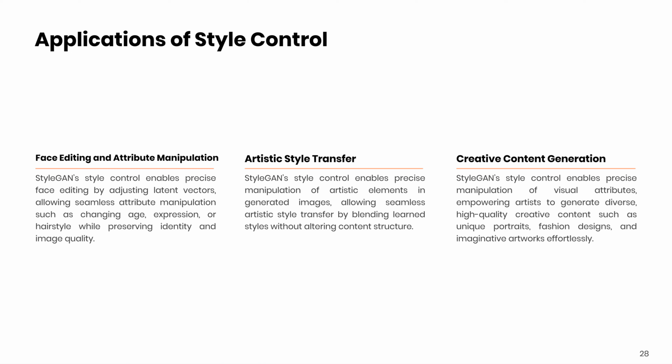A complementary tool is path length regularization, which aligns changes in latent space with perceptual changes in image space. Together, these regularizers stabilize training and make per-attribute edits more predictable, so moving a slider for age or expression yields a consistent visual outcome without introducing artifacts or drifting identity.